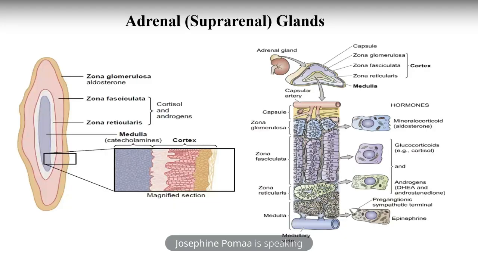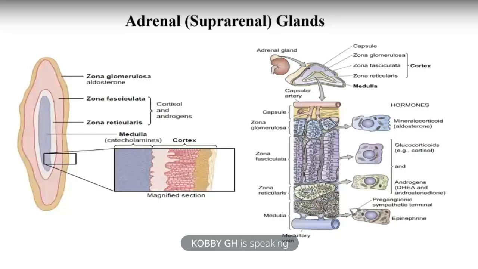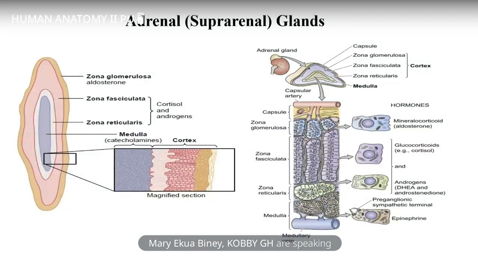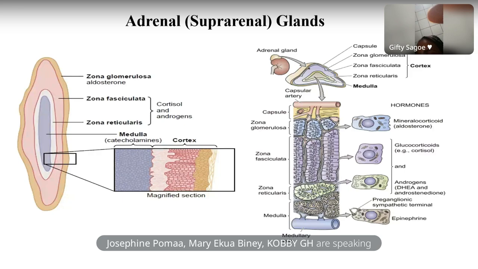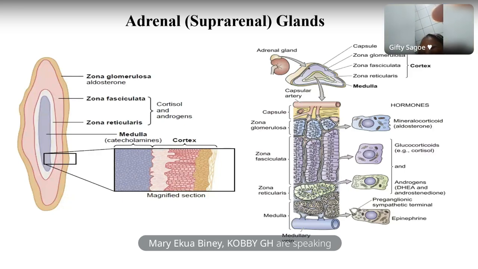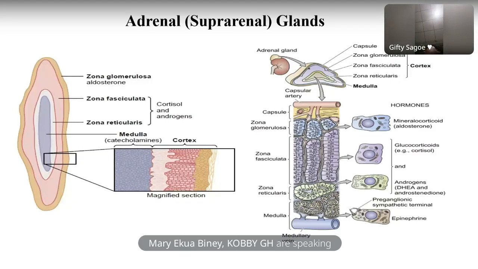What is the outermost part of the cortex? Zona glomerulosa. Okay, what if I ask you, what is the outer portion of the adrenal gland? Adrenal cortex. You see how the question is flowing. So all the time you should be very careful. When we ask you what is the outermost region of the adrenal gland, you go in for the adrenal cortex.